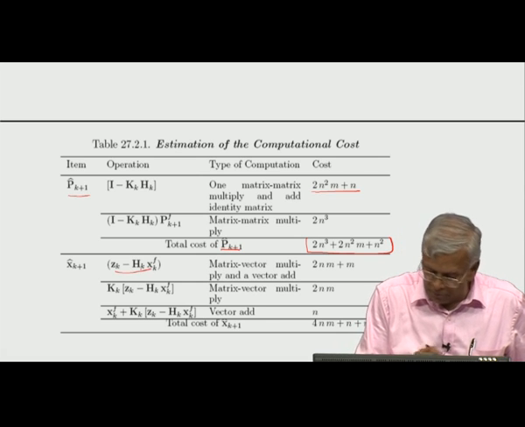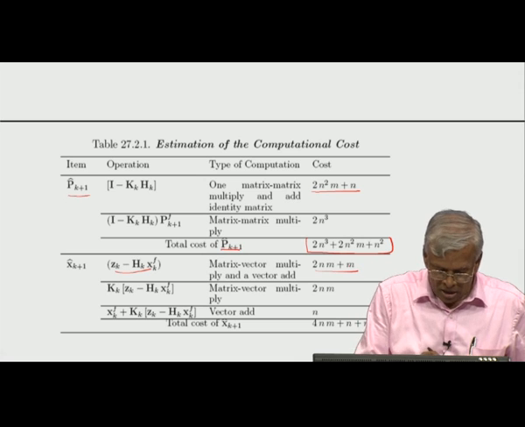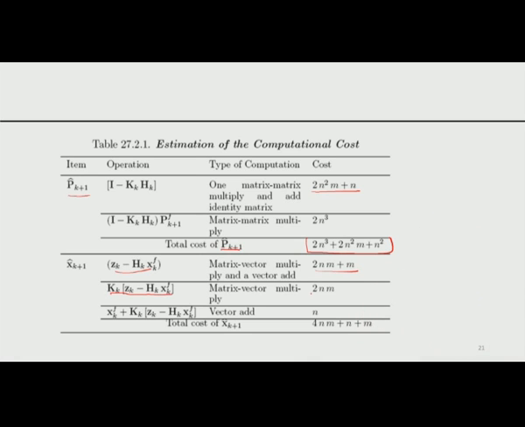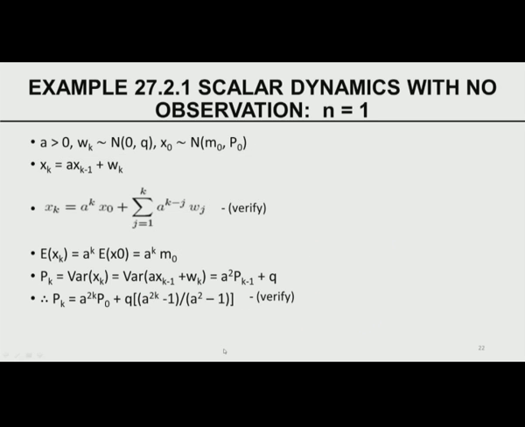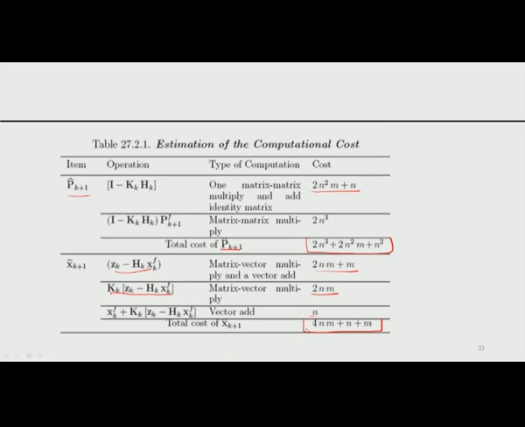This is the residual computation, that takes this much time. This is multiplying the residual by the Kalman gain, that takes this much time. Then I have to add the forecast to that, which is order n. So the total cost for the analysis computation is this much. In the previous part we talked about the total cost of computing the Kalman gain. Now we are talking about the total cost of computing the analysis.